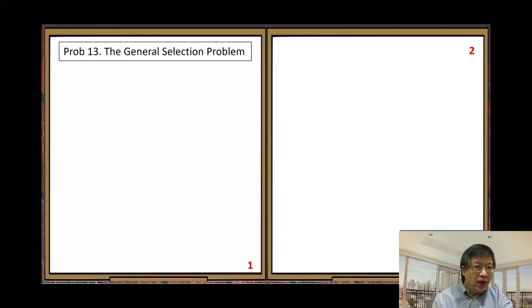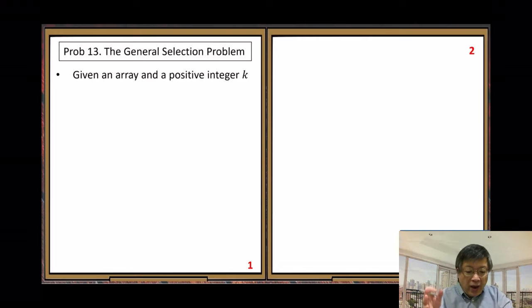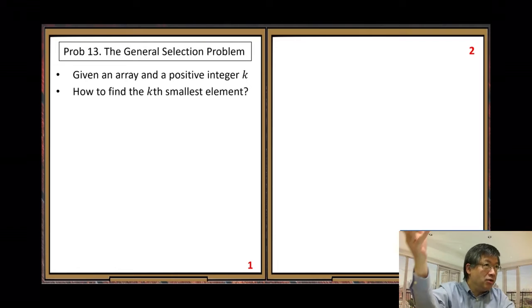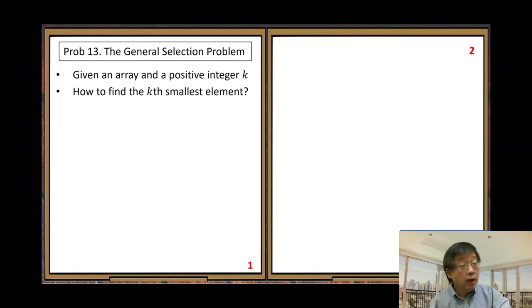Our problem number 13, the general selection problem. Given an array and a positive integer k. The question, how to find the kth smallest element? We did a special case, that is the first smallest element, the minimum value problem for an array. We did that in our module 1, and we found an optimal solution.